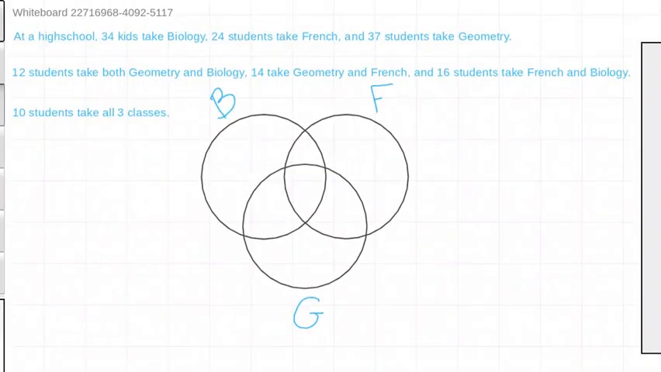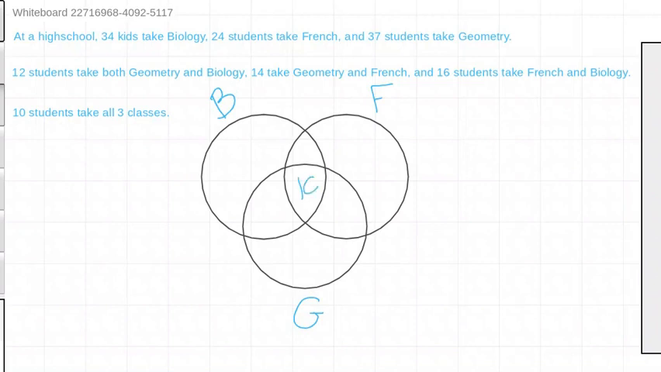At a high school, 34 kids take biology, 24 students take French, and 37 students take geometry. 12 students take both geometry and biology, 14 take geometry and French, and 16 students take French and biology. 10 students take all 3 classes.